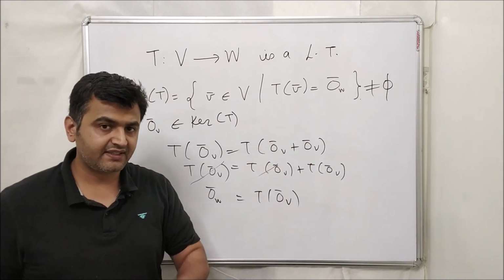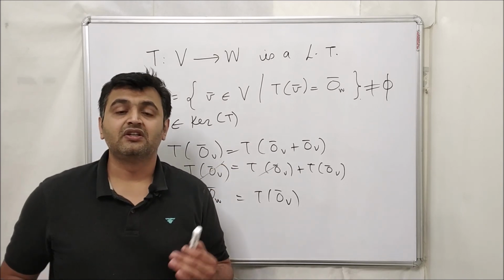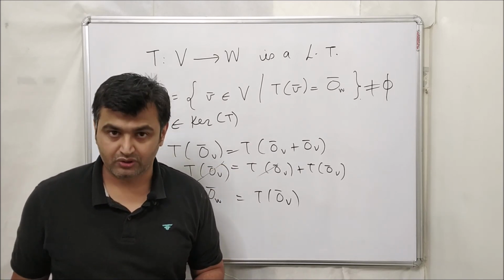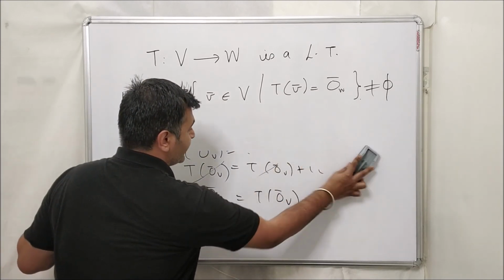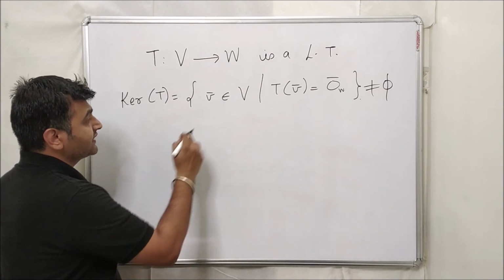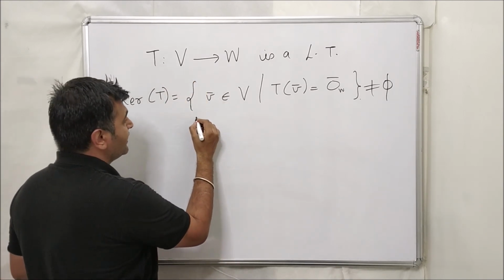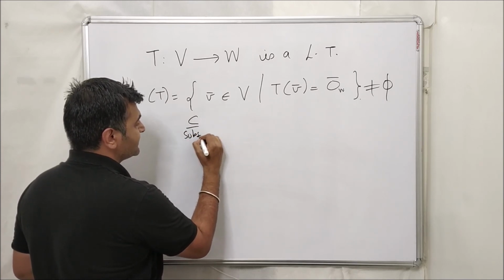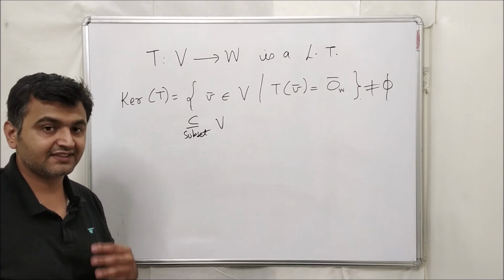The second importance, at this basic stage, is that with the help of the kernel you can conclude whether the function is one-one or not. But before going to that, let's try to prove that your kernel is a subspace. We know that it is a collection. I'm collecting the vectors from V, so I know that this is a subset of V. But is this a nice set? Nice as in, is this a subspace?